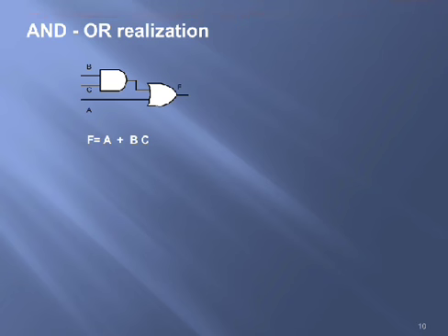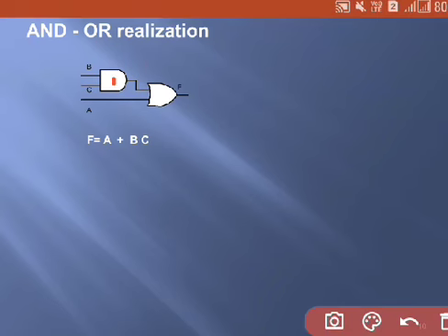So this can be done like this. I am considering three variables A, B and C. BC should be ANDed. That means in the first stage, the output of the first AND gate will be BC, and the inputs to the OR gate will be A and BC. So the output of the OR gate will be A plus BC. This is a simple realization of the given minimal SOP form, F is equal to A plus BC.